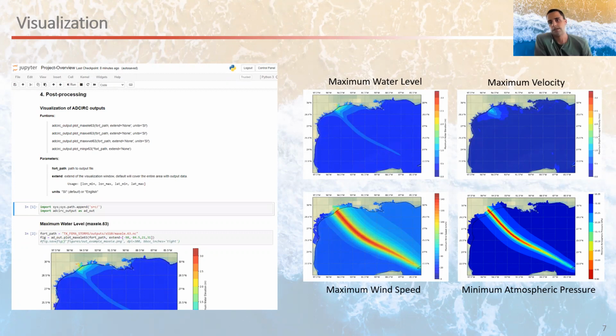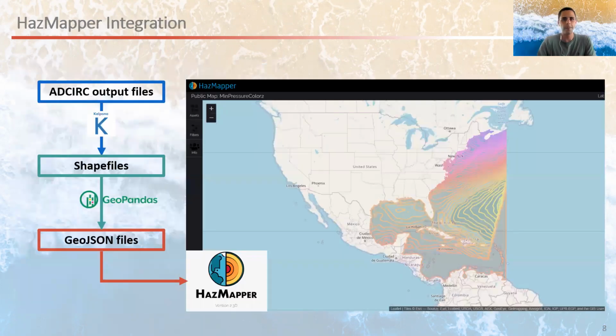So we condensed the functions to visualize those outputs into Python functions, and with a very easy, straightforward call, you can visualize the outputs from the model. And then we proceed with the integration of these outputs with the Haz Mapper. So the user can quickly create a visualization from the outputs, analyze the results, and then export to the Haz Mapper. Xinlong will explain now.